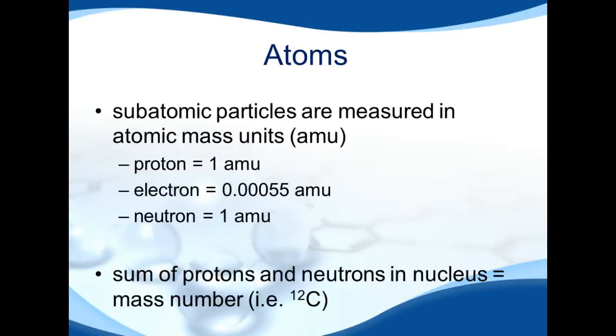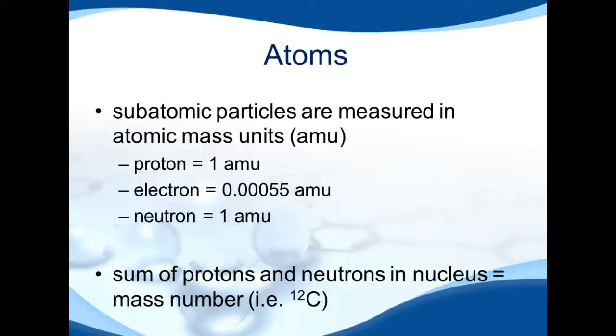We can measure the mass of subatomic particles in atomic mass units, or AMUs. The mass of a proton is 1 AMU. The mass of an electron is 0.00055 AMUs. The mass of a neutron is 1 AMU. So for all practical purposes, the mass of an electron is pretty much nothing. So we can disregard that when we do anything that involves calculating the mass of something. So the mass of a proton is 1, the mass of a neutron is 1.